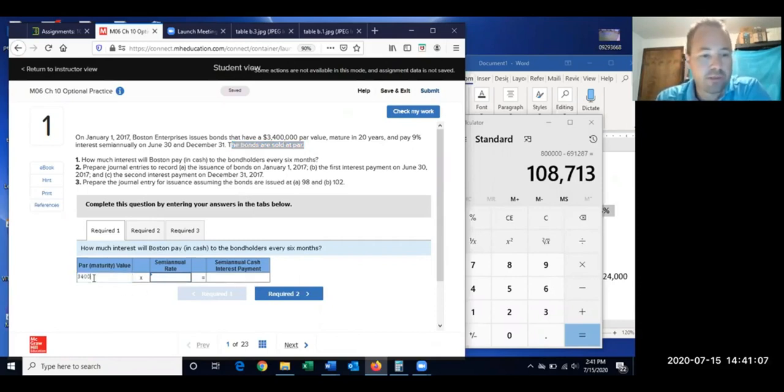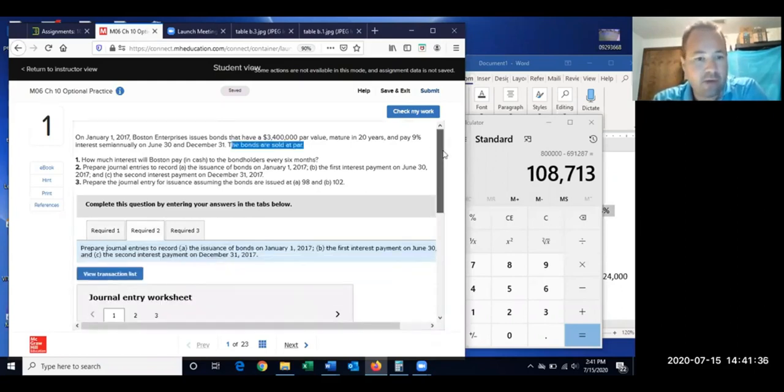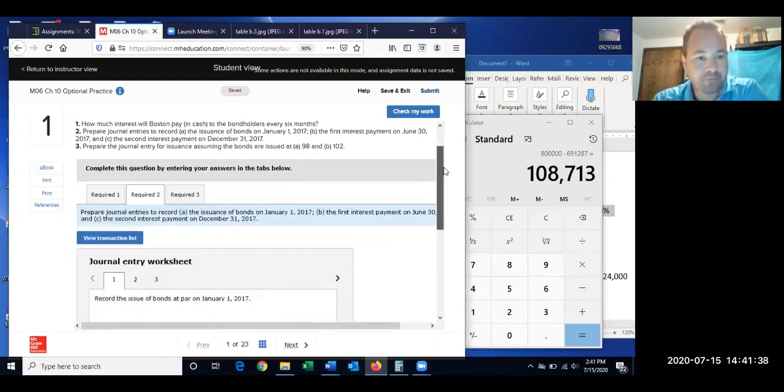So our bondholders are getting paid 9%, but that's the annual rate. And the question asks us, how much are they paid every 6 months? So if the annual rate is 9, the semi-annual rate is 4.5. So they're getting paid $153,000. Now I'm going to need that later on, so I'm going to go ahead and jot that down on a scrap sheet of paper here, $153,000, because I'm going to need that when I get to my journal entries.